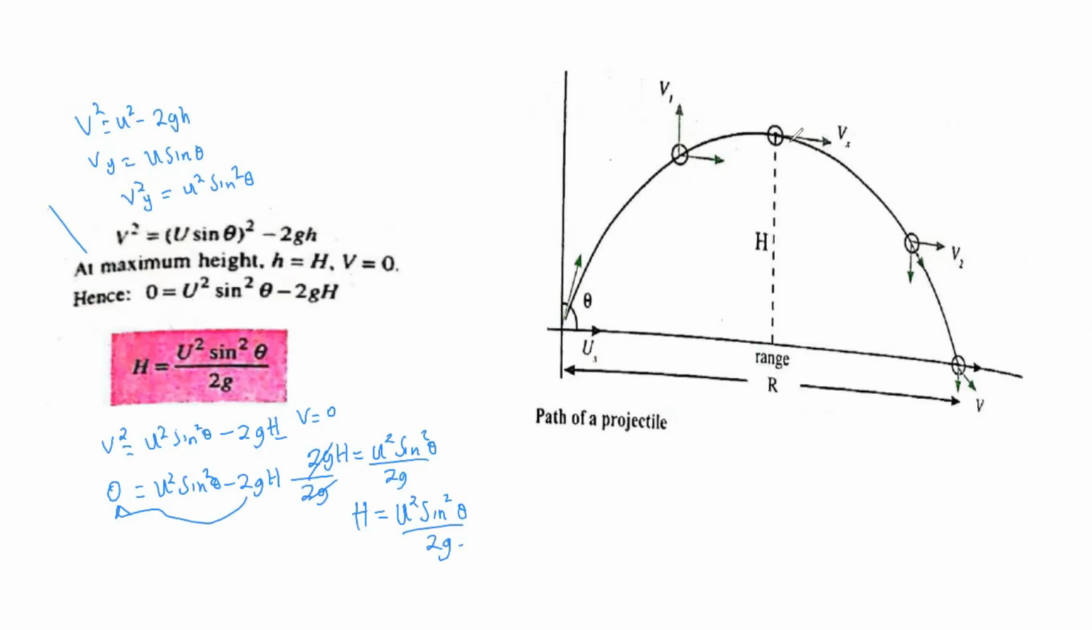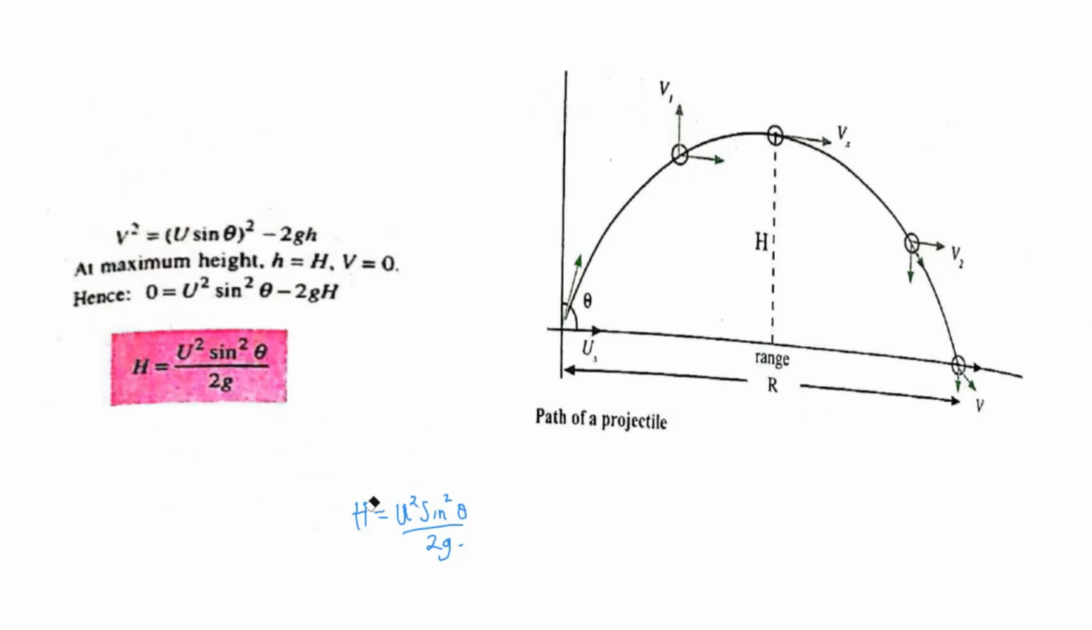So at maximum height, what happened? The v is equal to 0, and the vertical component becomes u sine theta. If you do all this, what you are going to get is h is equal to u square sine square theta over 2g. Is that clear? Yes, sir. Okay, fine.